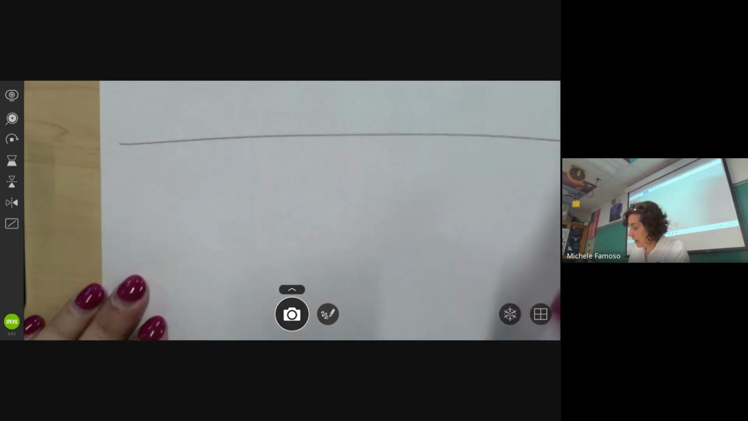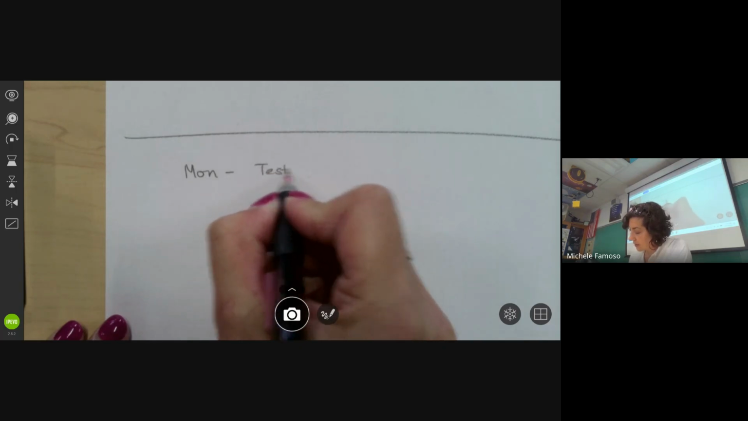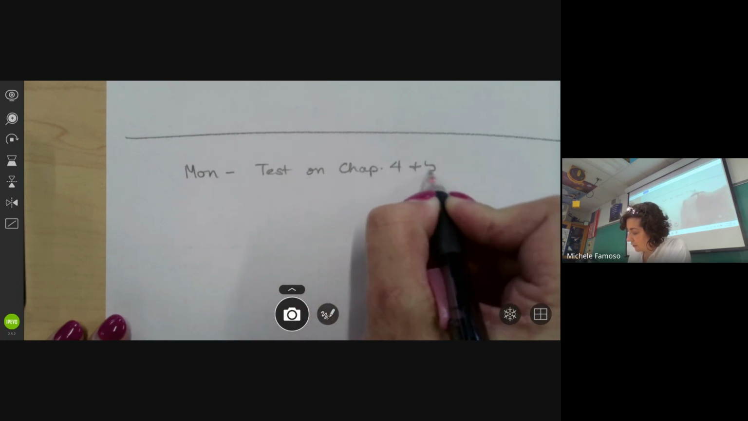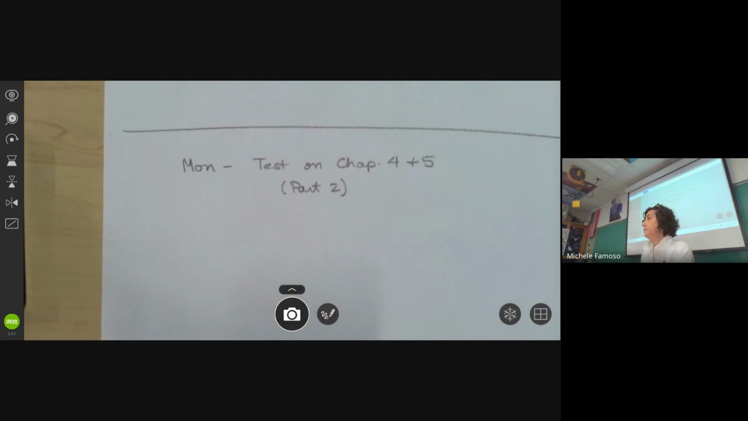In terms of other things for next week. So here's the game plan next week. Monday, you have a test on chapters 4 and 5. This is going to be the part 2, the show work. So you can make your cheat sheet for that. The reason I'm doing that is because that way I have Tuesday to grade it. Gives me a little more time.